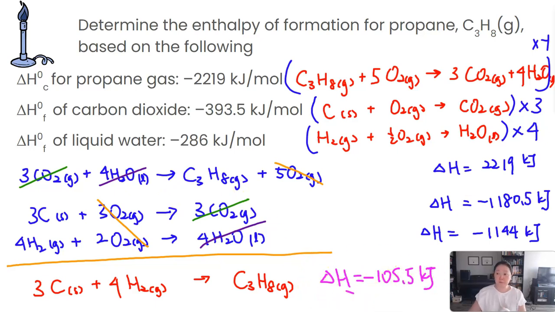And here we go. Now it is asking for enthalpy of formation, and since we did find it for exactly 1 mole of our propane, you could also say that the delta H in this case, or the delta H naught of propane formation, is negative 105.5 kilojoules per mole, because we did do it for 1 mole of the stuff. So theoretically, everything should cancel out really nicely.